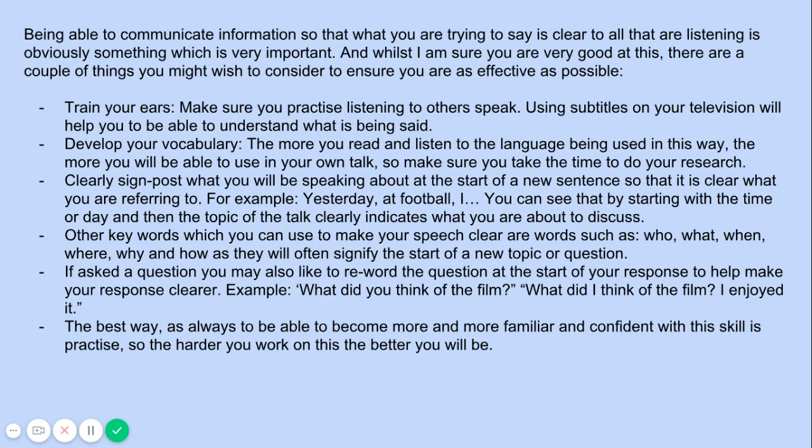You should also be looking to develop your vocabulary. The more you read and listen to the language being used in this way, the more you'll be able to use in your own talk. So, make sure you take the time to do your research.